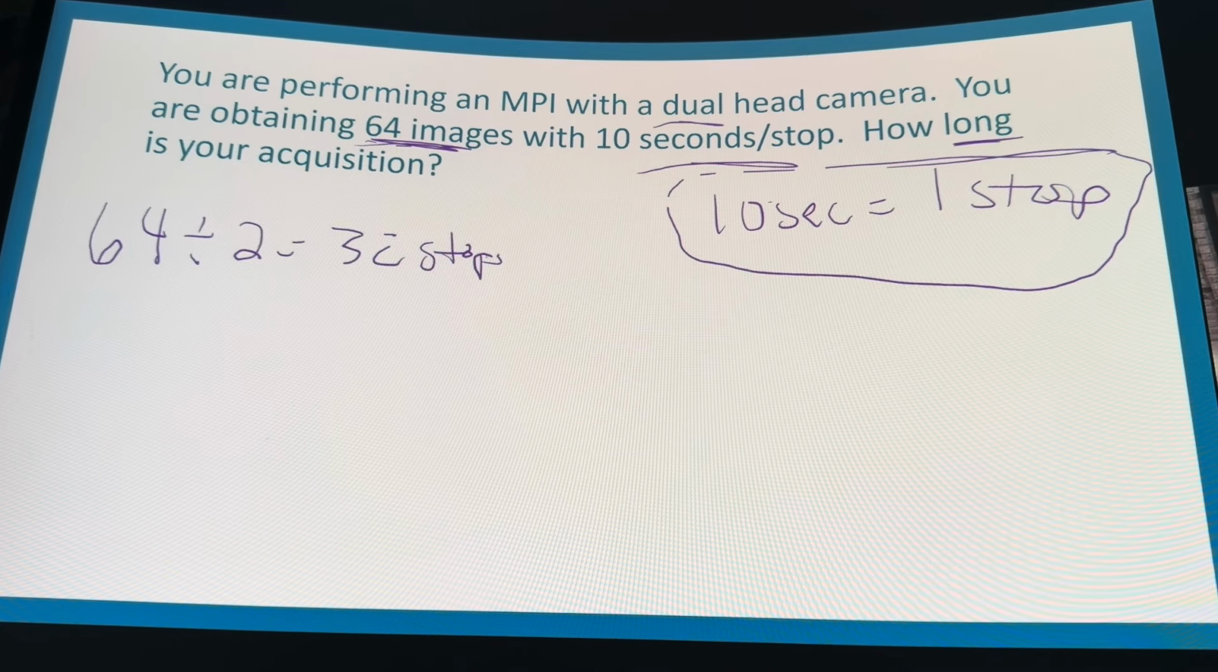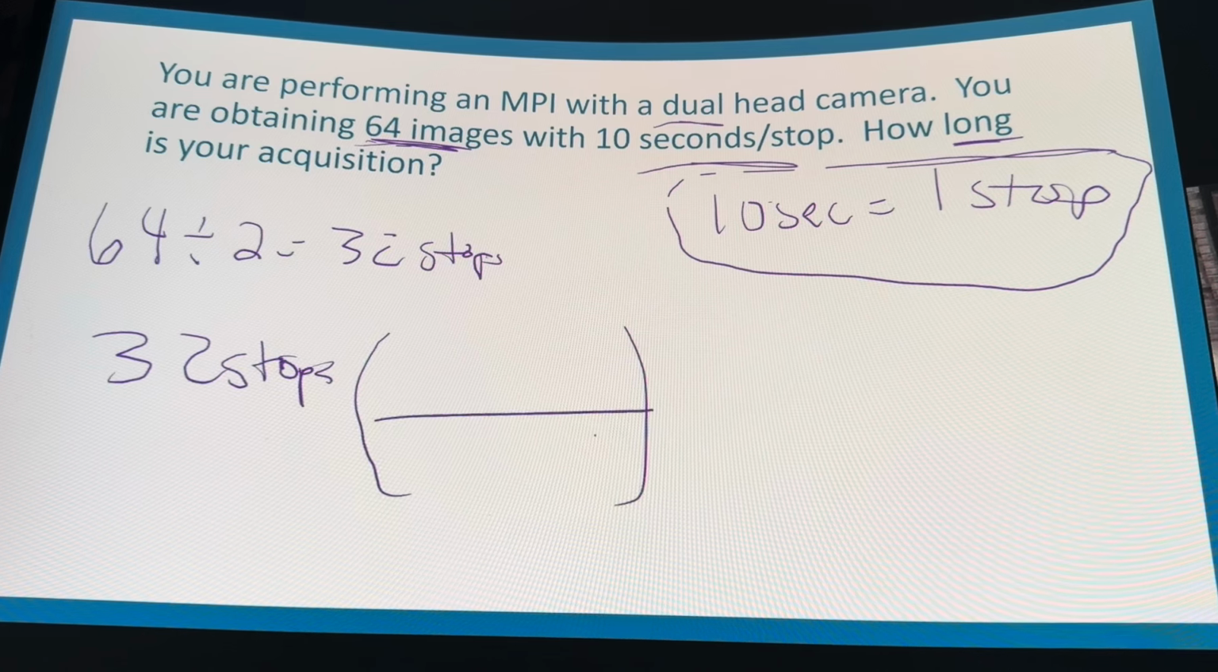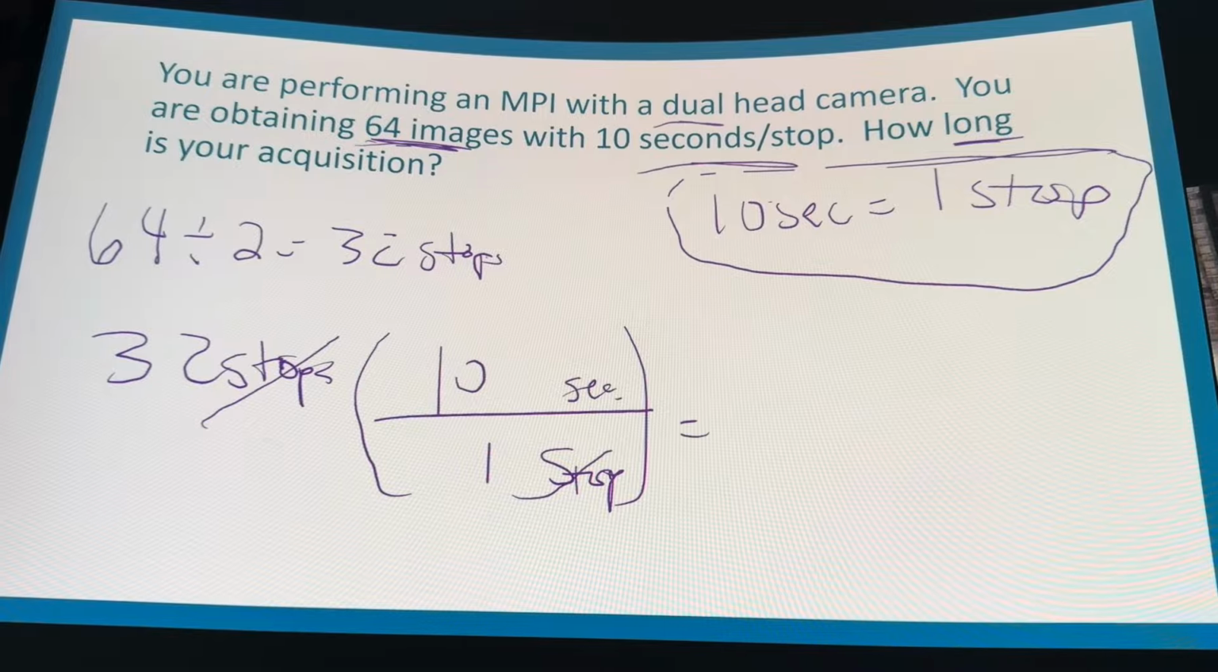Now I can use my conversion. I have 32 stops. Stop goes on the bottom, seconds on the top. 10 seconds per stop, stop cancels. I end up with 320 seconds. If I wanted to, I could convert it to minutes. It'd be 5.3 minutes.